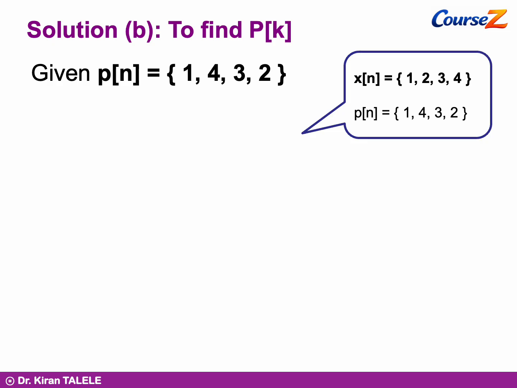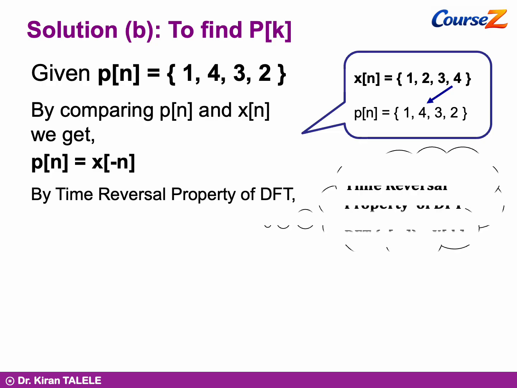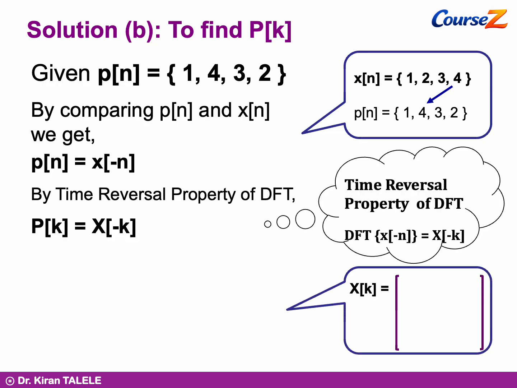We can easily make out that the first value is exactly the same. 2, 3, 4 is appearing here as 4, 3, 2, exactly in reverse order. That means P of n is x of minus n. So by the time reversal property of DFT, we can write P of k equal to X of minus k.